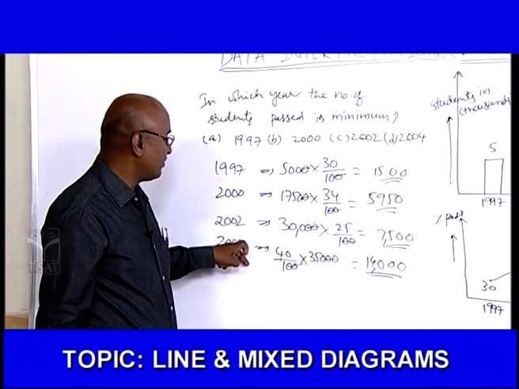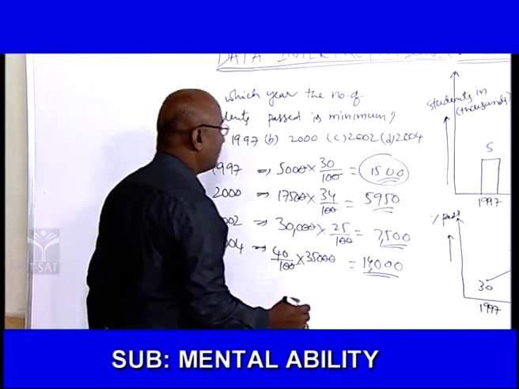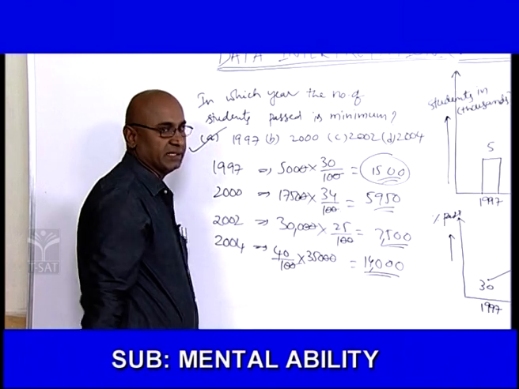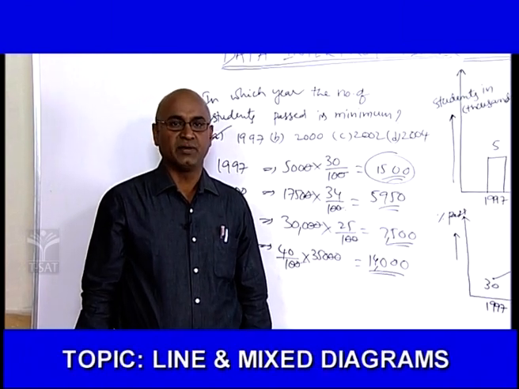By observing all these values, we can say that the number of students passed minimum is in the year 1997. So 1997లో పాస్ అయినటువంటి విద్యార్థుల సంఖ్య అత్యల్పంగా ఉందని మనం చెప్పవచ్చు.